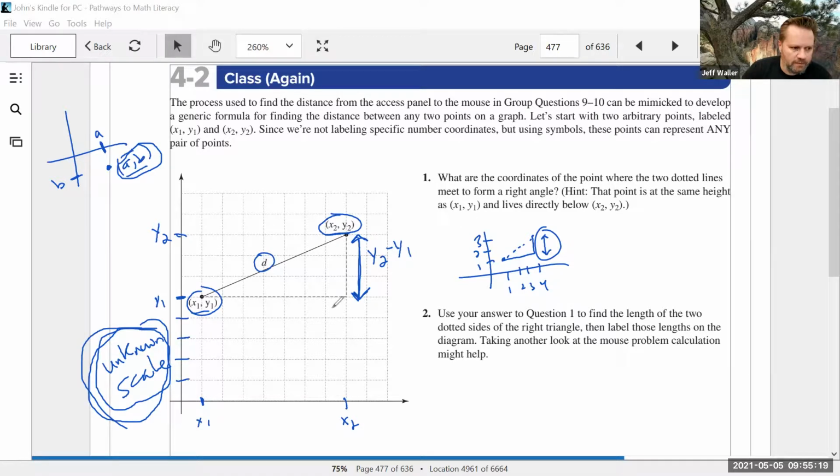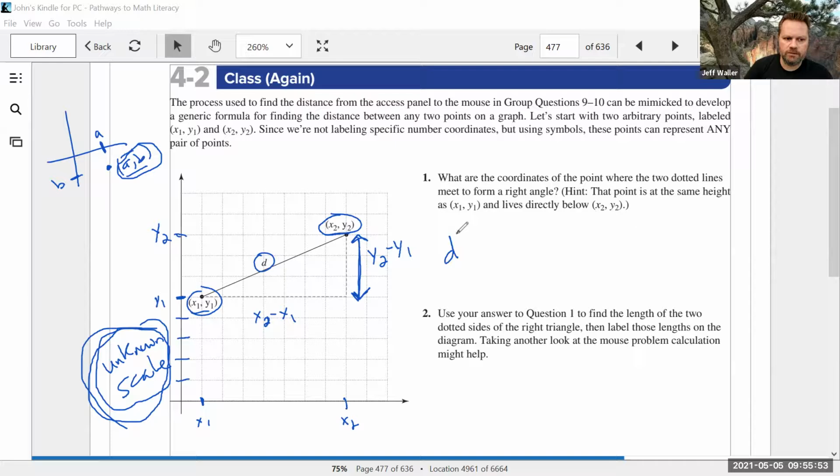How long is this? X2 minus X1. Yeah, okay. So this is kind of neat. If I did this divided by this, I would get the slope of this line. But is that what I want? No, I want to know how long this line is, correct? So what I'm going to do is exactly what we did earlier.